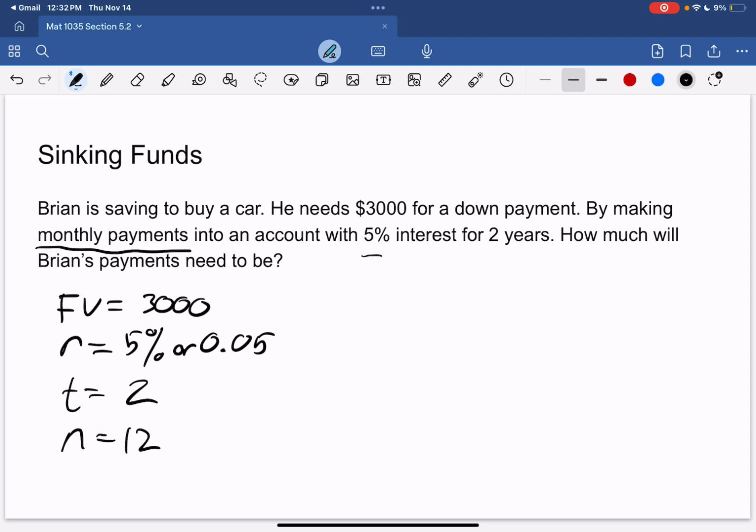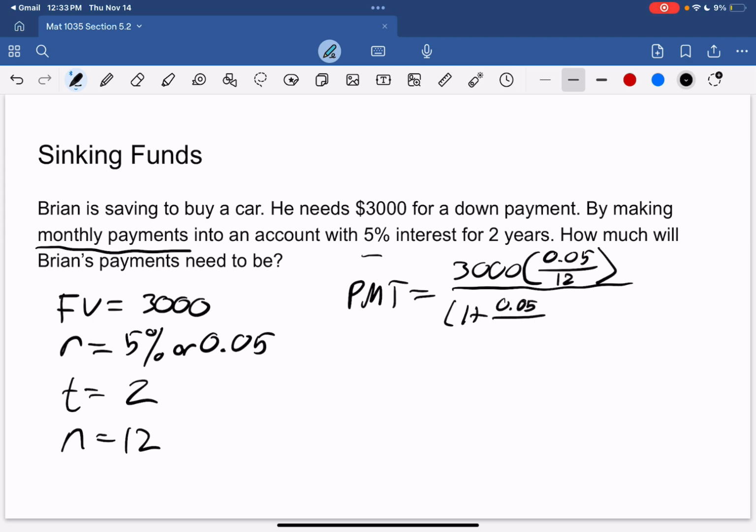If you're compounding 12 times a year but only making 4 payments, it gets tricky on the calculation, so we're not going to worry about that. All right, so we just plug it in. We're trying to find PMT. So I have my future value of 3,000 times my rate divided by my periods, all divided by 1 plus. And you can tell these are all similar in their setup. It's just different derivations of the same formulas. And then I have 12 times 2, minus 1.